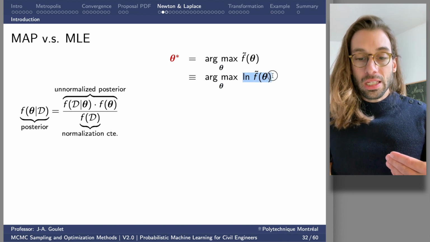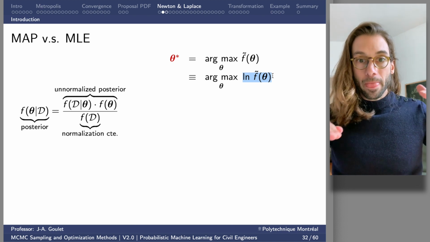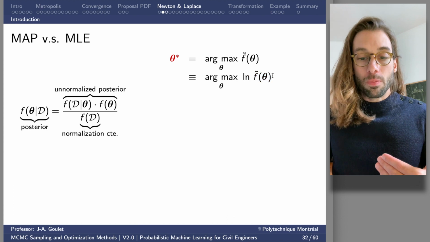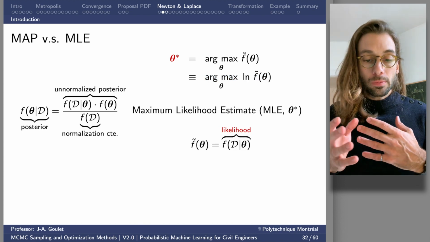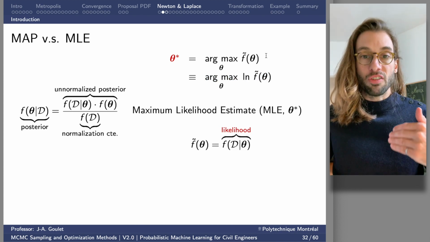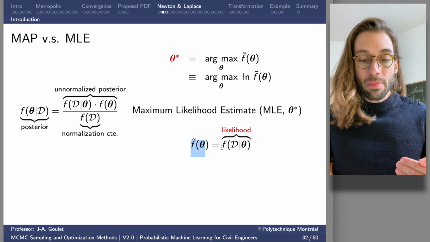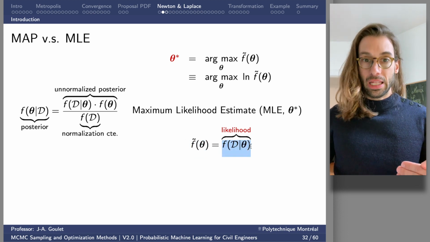But here, this is going to kind of flatten the function and make it smoother and make it easier to optimize. That's why in practice, we tend to optimize the log of the functions rather than the function itself. So here we can define, in the context of a maximum likelihood estimate, our target we're going to try to maximize is simply the likelihood, okay?